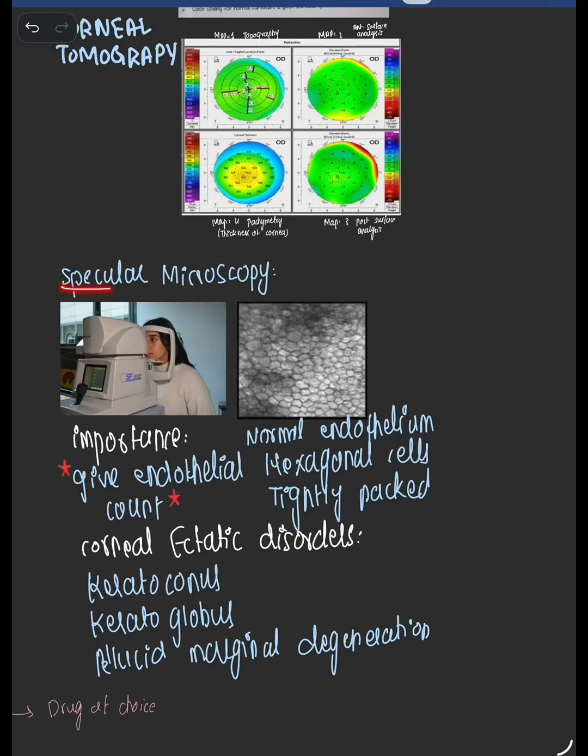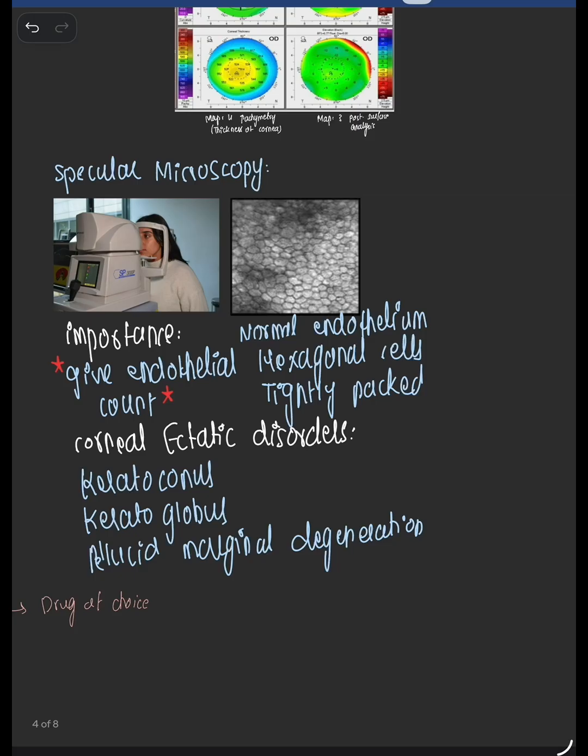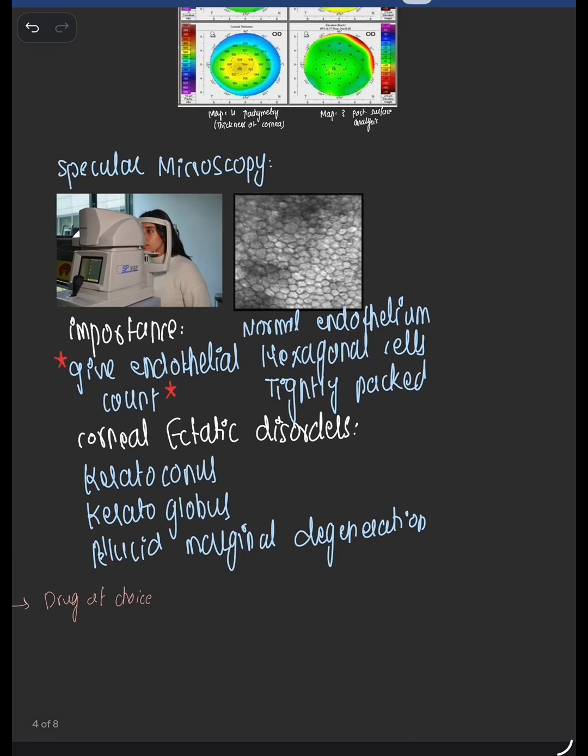The last one is the specular microscopy. This is the procedure, and this is the diagram which is a presentation of the endothelium. It gives the endothelial count, how many endothelial cells are present, and the normal endothelium has hexagonal cells that are tightly packed with each other. These are the normal endothelial characteristics.